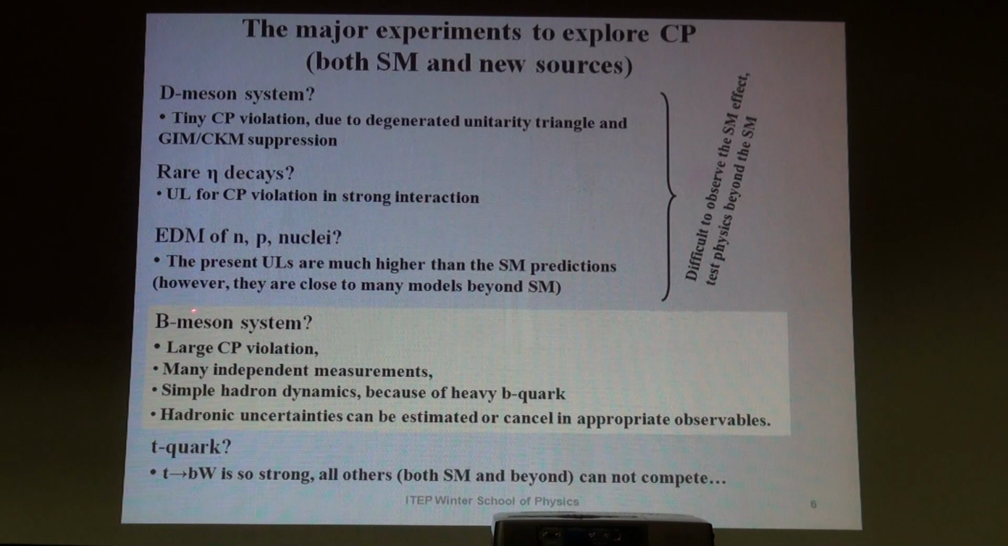Okay, B mesons. Actually, what we would like to study during today's lecture and tomorrow is the B meson system. So we will discuss not only CP violation but also rare decays. For B mesons, we expect large CP violation due to the CKM matrix. And we can perform many independent measurements, unlike the system of kaons. We have quite simple hadron dynamics because our quark is quite heavy, and some calculations can be reliable. But fortunately, most of them just cancel.